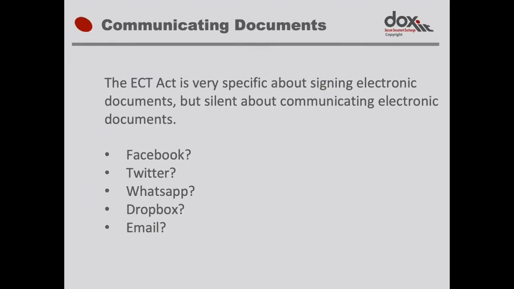The ECT Act is very specific about signing electronic documents, but silent about communicating electronic documents. This leaves the question open as to which communication services are suitable for sending and receiving electronic documents. Whereas it seems that most users realize that Facebook, Twitter, and WhatsApp may not be the best way to send sensitive or important documents, it seems that very few people are aware of the fact that services such as Dropbox and email are also not a good way.